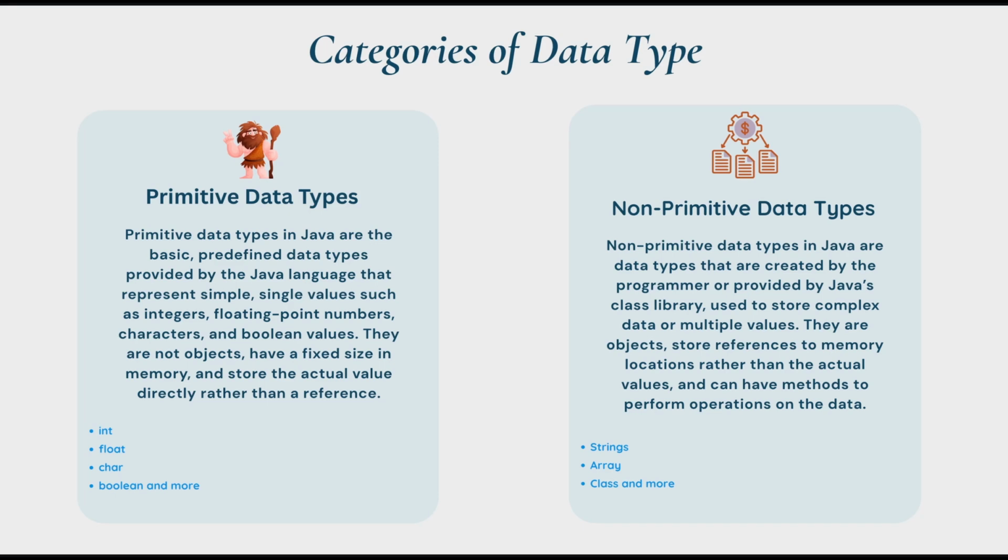They are objects, and they store references to memory locations rather than the actual values. So when you are accessing non-primitive data, you are accessing it through a reference, not directly. Examples are strings, arrays, classes and more. Non-primitive data types can be created by the programmer and are also provided by the Java class library, where professionals and interested people in Java have created huge libraries for us.